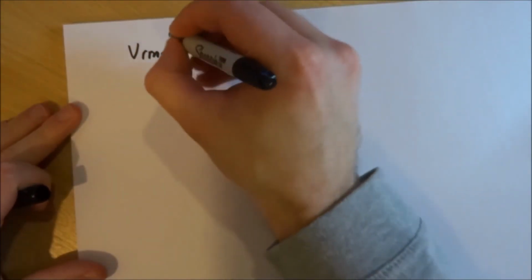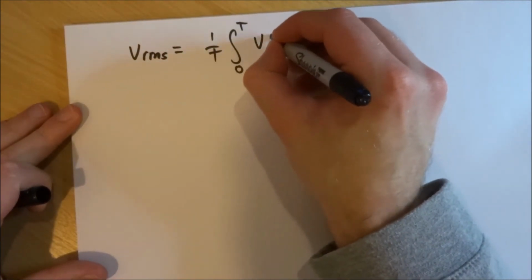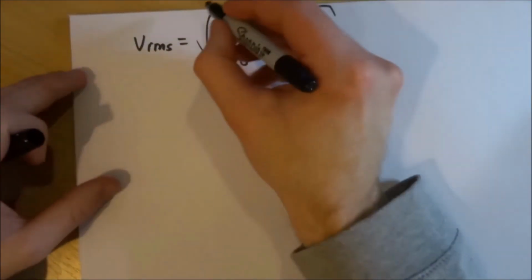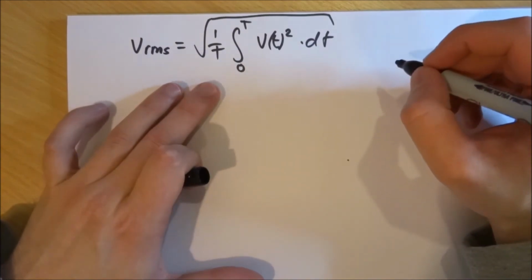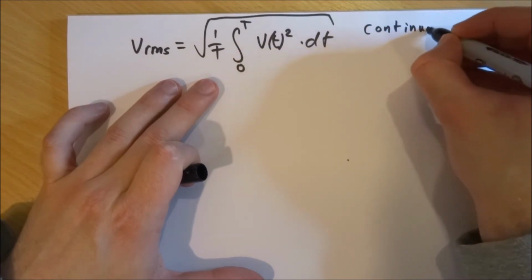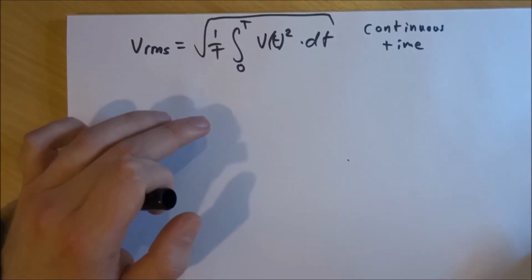Finally, we come to the most important part for your coursework, which is to discrete time sample an AC waveform and determine the RMS value. So we start off with our equation again, that the V RMS is 1 over T times the integral from 0 to T of v of t squared dt, and we take the square root of the whole thing. This integral works in the continuous time domain. So you use it to analyze a continuous time waveform.